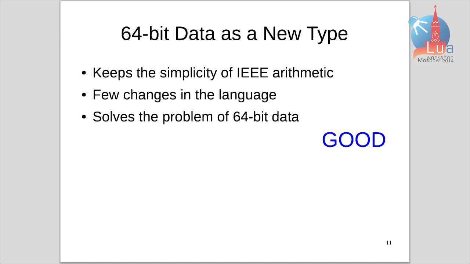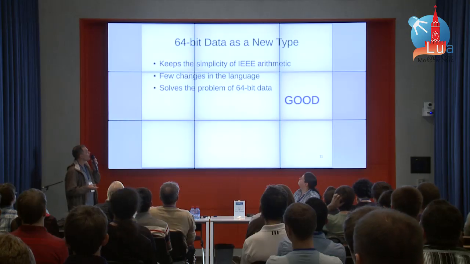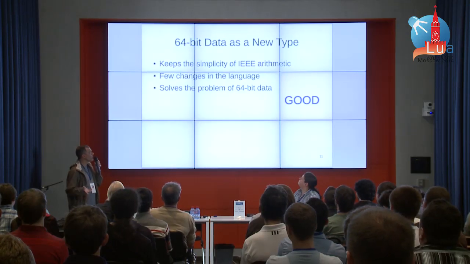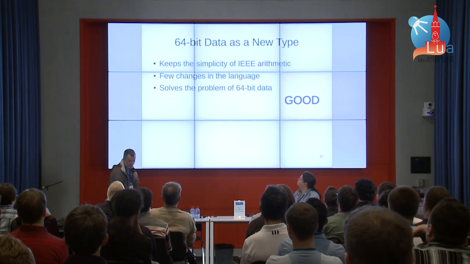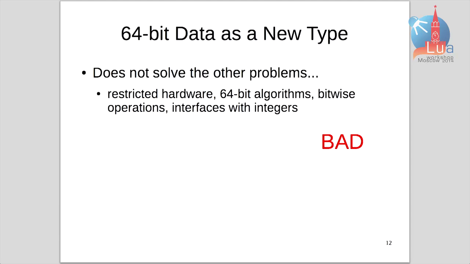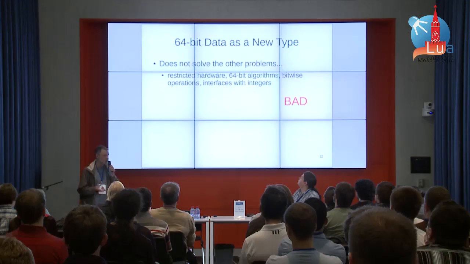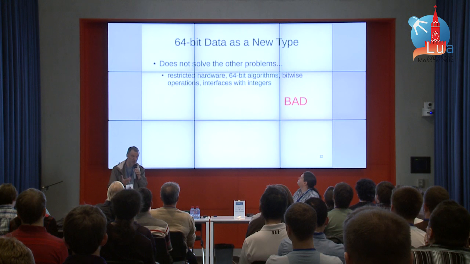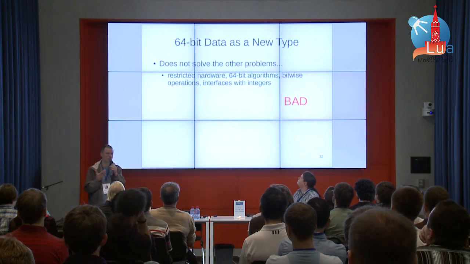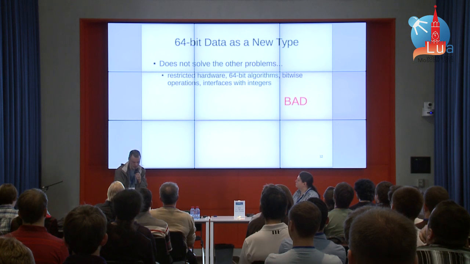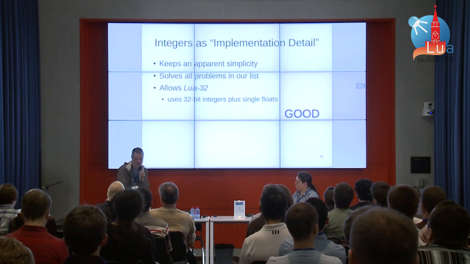So the other option, the 64-bit data as a new type, keeps the simplicity of IEEE arithmetic because it doesn't interfere with numbers. Again, it's very few changes in the language and solves the problem of 64-bit data, but it doesn't solve all the other problems of restricted hardware or 64-bit algorithms or bitwise operations and interface with integers. So it's very limited in what it does. It would be a small change. It could solve some problems, but we thought that it would be better to solve the other problems too.